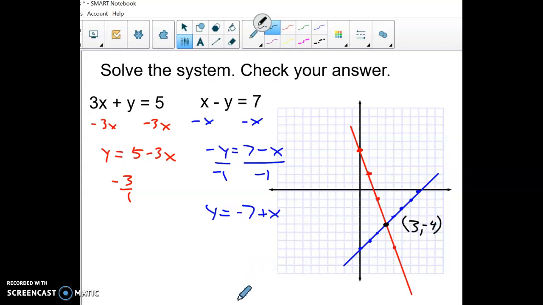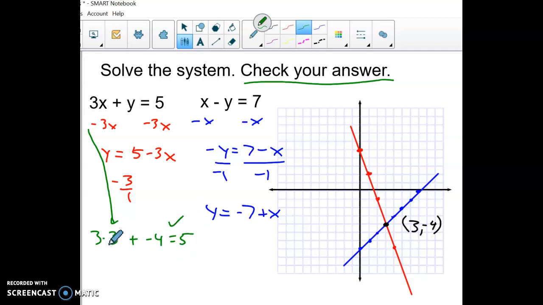All right, and it's probably good, especially as we're first doing this, to make sure that we did it right. So that's what they mean here by check your answer. So we can say, does that xy point work for both of these equations? If I try this first one, 3 times 3, x is 3, plus -4, does that equal 5? Okay, and certainly we can see that 9 plus -4 is 5. So it works for that equation.